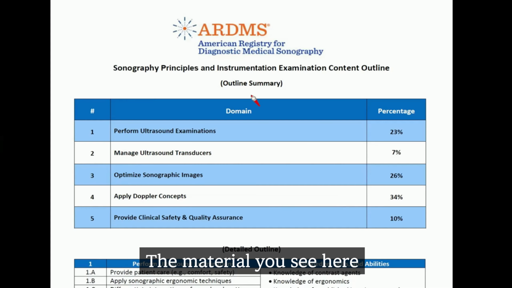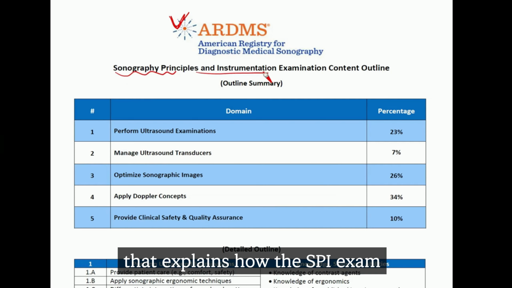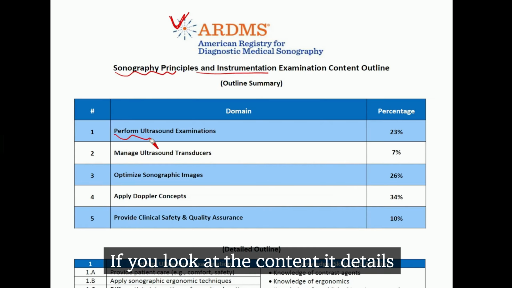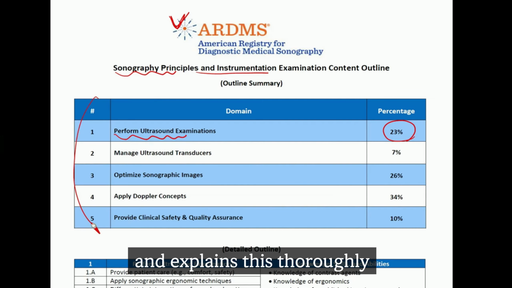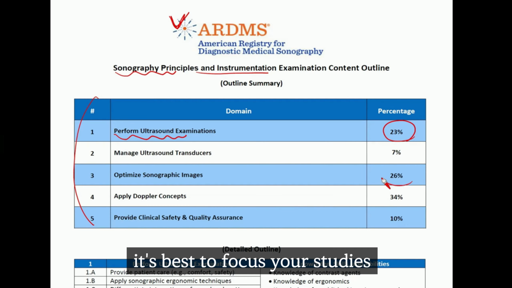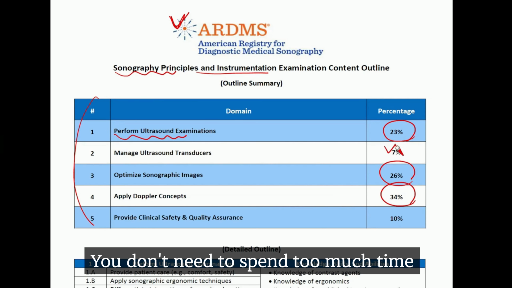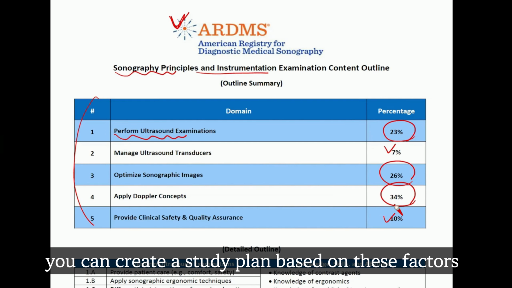The material you see here is a content outline provided directly by RDMS. As the name suggests, this is a document that explains how the SPI exam will be structured. If you look at the content, it details which parts will have more weight on the exam and explains this thoroughly. So, to prepare for the exam efficiently, it's best to focus your studies on the topics that make up a larger portion of the test. You don't need to spend too much time on the parts that have less weight. By analyzing the content outline, you can create a study plan based on these factors.